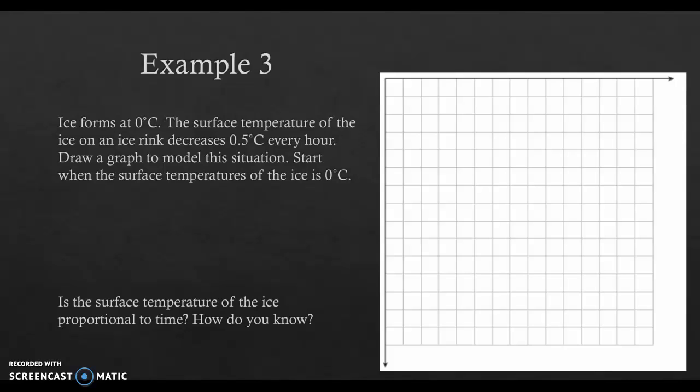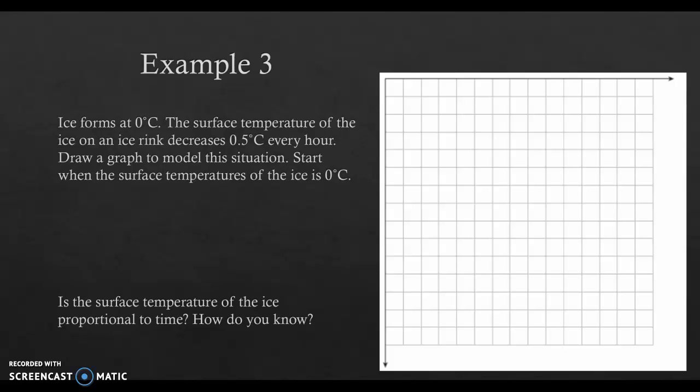Right, so we're going to go over example 3, which is very similar to what we've been doing. I just wanted to show you in a different quadrant, a quadrant other than quadrant 1, which everything has been in so far. And so right now our situation is that ice forms at 0 degrees Celsius. The surface temperature of the ice on an ice rink decreases 0.5 degrees Celsius every hour. And we want to draw a graph to model the situation.